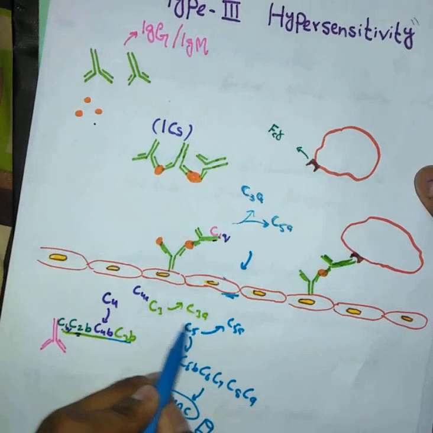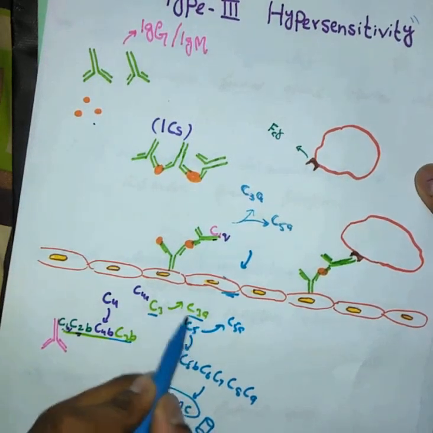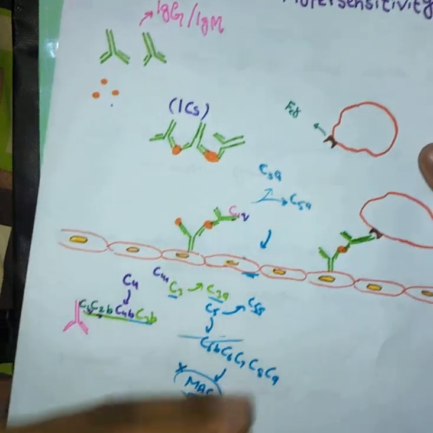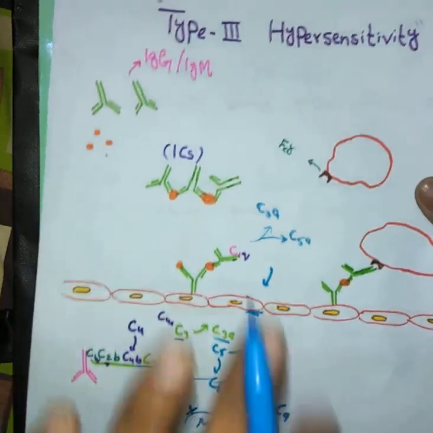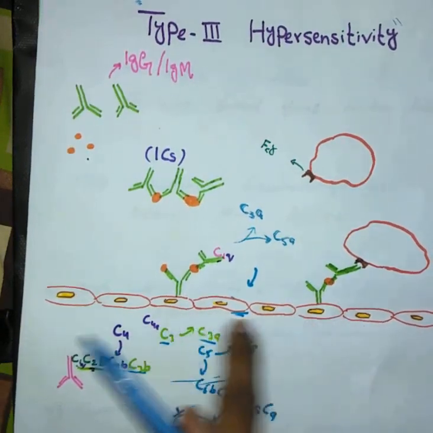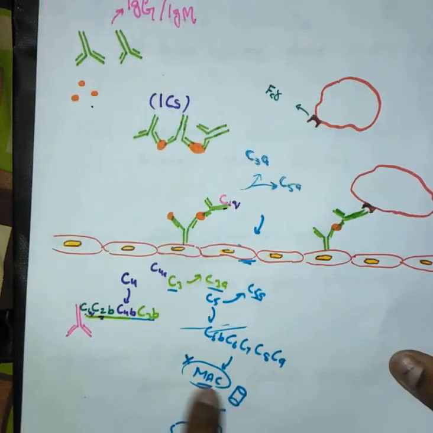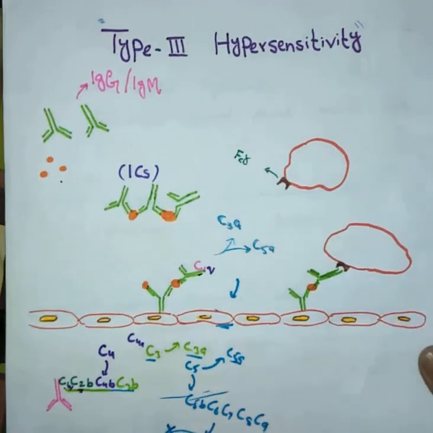Only C3a, C5a and C3b will be formed. The rest, the membrane attack complex, will not be formed in this case, because the nucleated cells have MAC inhibiting proteins.